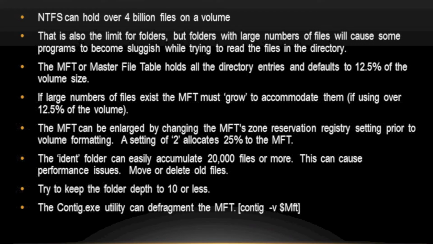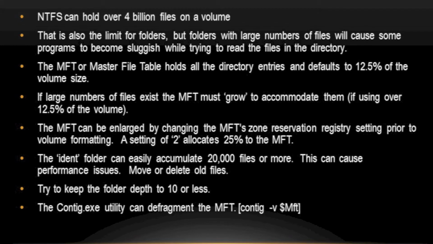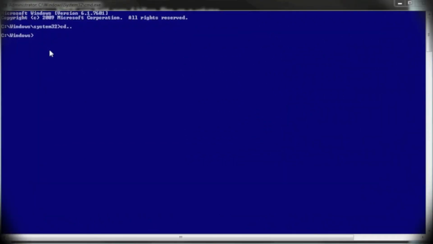Okay, so if we load our command prompt, and I've just downloaded the utility from Microsoft. Okay, so here we are. I'll type in the command contig and the -v for verbose mode. That allows it to display verbiage when it's running, as it's running, give me the messages. And the $MFT is the master file table that we want to defragment.